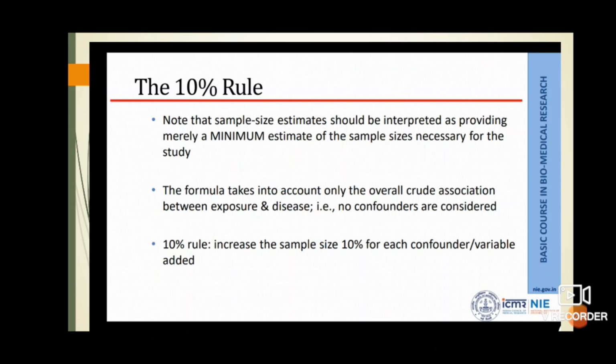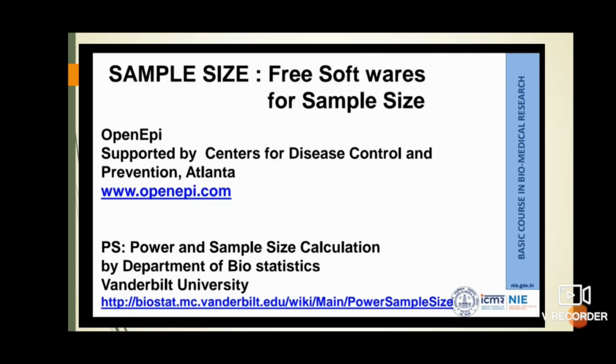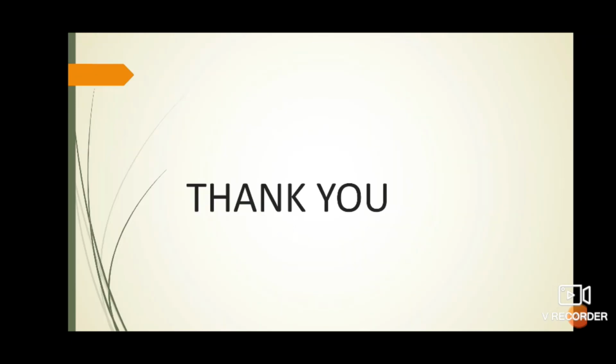If any confounder is present in our study, that should also be influencing our result. That is why we have to consider the 10% rule. That is, increase the sample size by 10% for each confounding factor which you are expecting. There are a lot of software tools also for calculating the sample size. For example, openepi.com, which we can use for calculating the sample size.